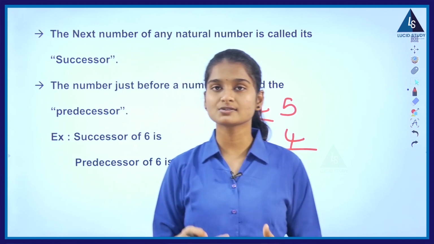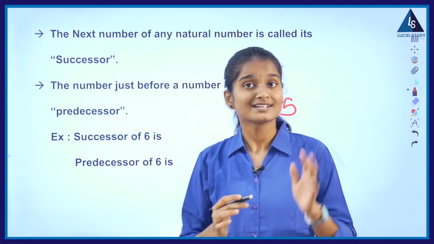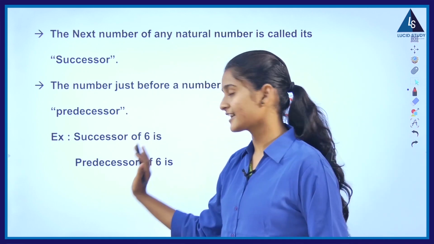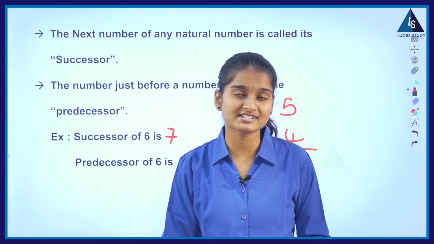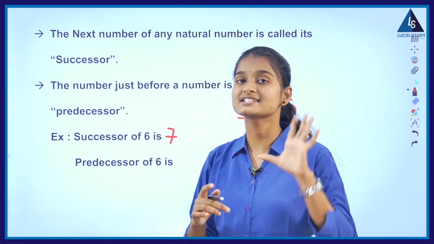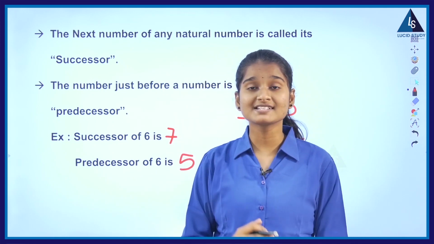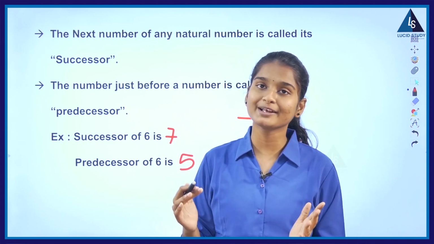Now let us do some examples. The successor of 6 is nothing but the number that comes just after, so the successor of 6 is 7. The predecessor of 6 is nothing but the number which is just before 6, that is 5. So the predecessor of 6 is 5. Now let us go through whole numbers.